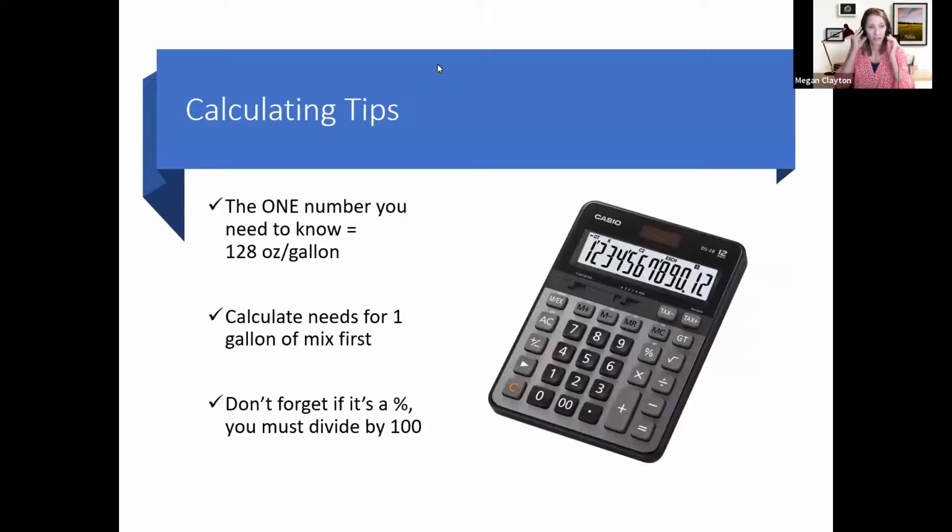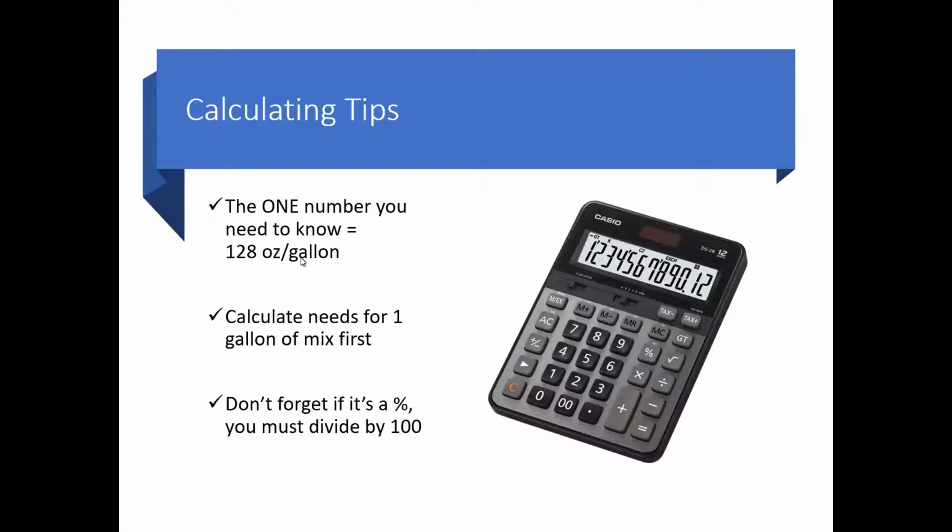All right, so I think Taylor's going to talk to you about how you would actually calculate the actual numbers in these mixes. There are a lot of resources and apps out there, but it's important for us to know how to come up with these numbers on our own to make sure we're getting reasonable calculations. The number one thing you need to know, as we have written here, is 128 ounces per gallon. Then calculate the needs for 1 gallon of mix first. And don't forget, if it's a percentage, then you need to convert or divide by 100.